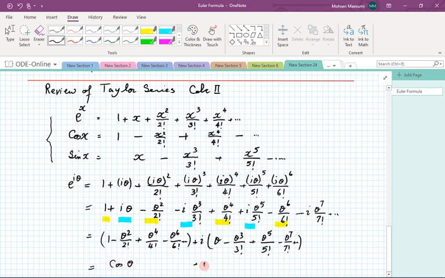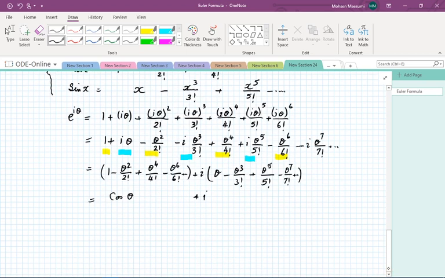And then, by now you know who this blue basket is. The blue basket is this. Instead of x I have theta, so it's i sine of theta. So in brief, we have established what exponential of i theta is: cosine of theta plus i sine of theta. So we have established the very famous formula.